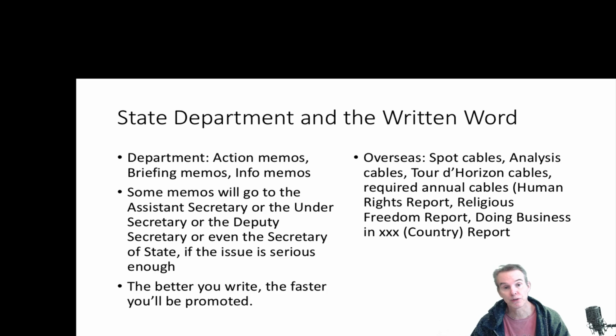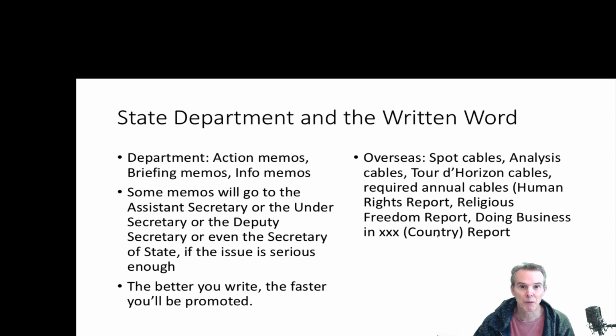Now overseas, you'll also be writing a lot. You'll be doing spot reports, analysis of a certain situation in your host country, political situation, labor situation, crime situation, you name it. The ambassador will probably be doing a number of tours d'horizon, basically giving the lay of the land, the situation in your host country.